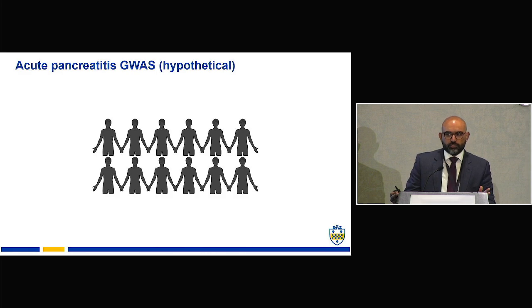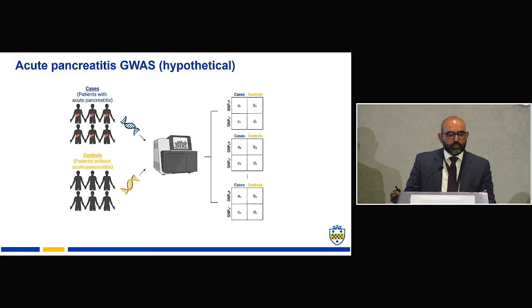So to do this GWAS, what we would do is identify a group of patients, identify those who had acute pancreatitis, and separate the patients with acute pancreatitis and call them cases from the patients who didn't have acute pancreatitis, who would be called controls. We then genotype these 2 groups of patients for tens of thousands of single nucleotide polymorphisms, which represent differences in the ways that the genes are encoded.